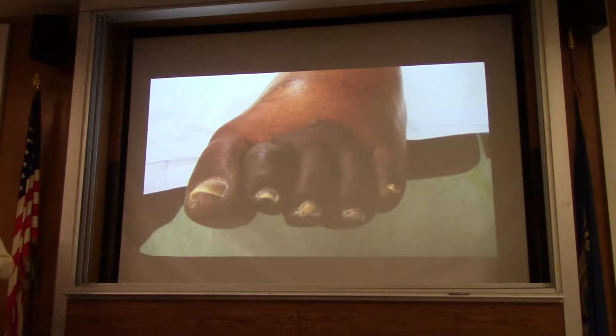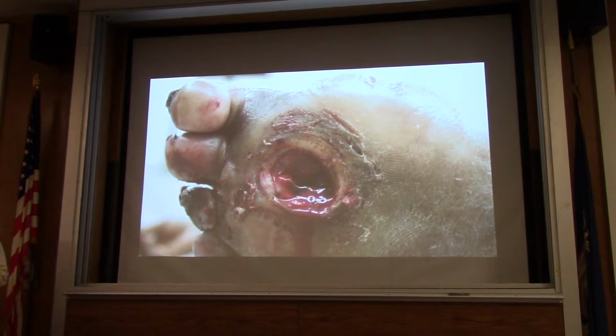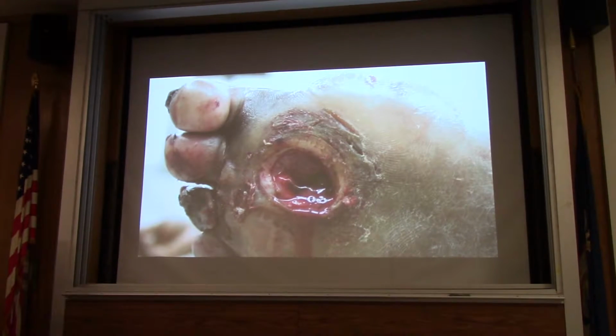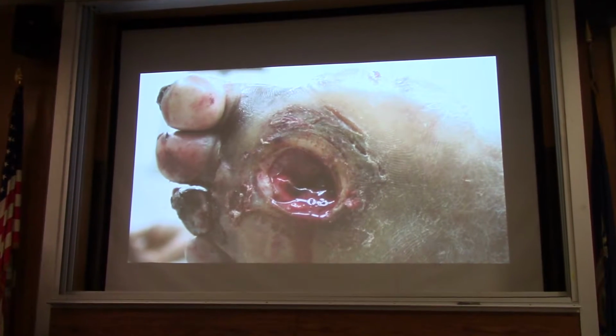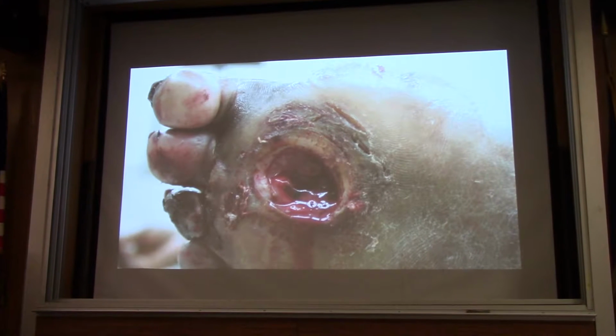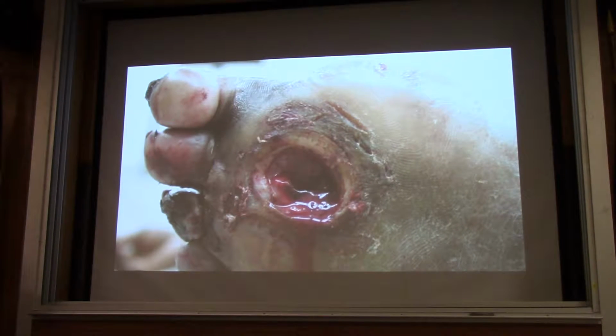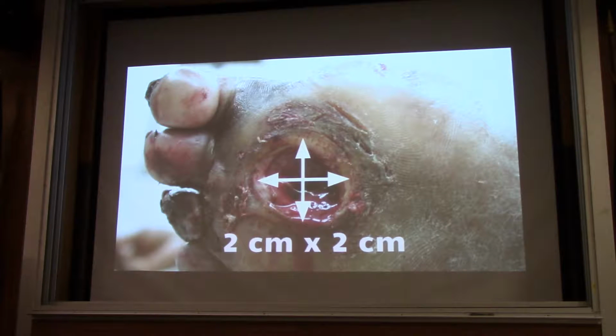So you look at his foot, and he says, you know, doc, that's been looking like that for a while, but what's really bothering me is what's underneath. So you take a look down there, and you see this big, nasty ulcer underneath his foot. And being the diligent resident that you are, you measure the area of the ulcer, and you see that it's about 2 centimeters by 2 centimeters.